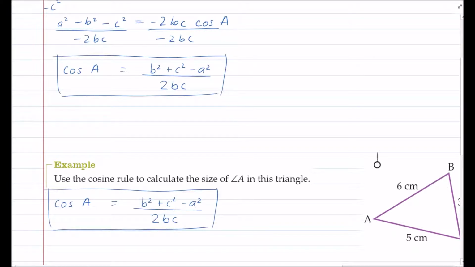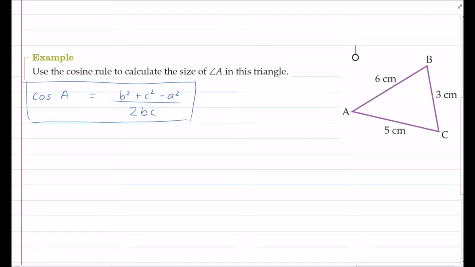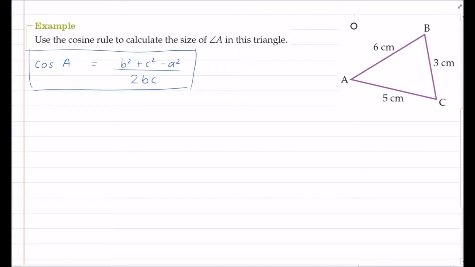Okay, so let's look at this example. And I've copied the formula there so we don't have to write it out again. So use the cosine rule to find the angle A. So we're looking for this angle in here. So labelling our sides, that would be little a, this would be little b, and that would be little c. So let's substitute in. So big A stays in our formula because that's the angle that we're looking for.